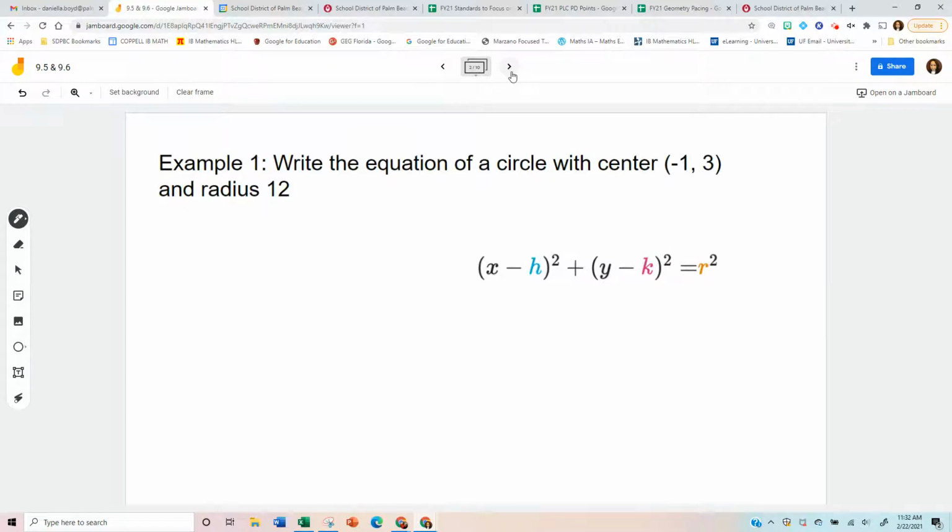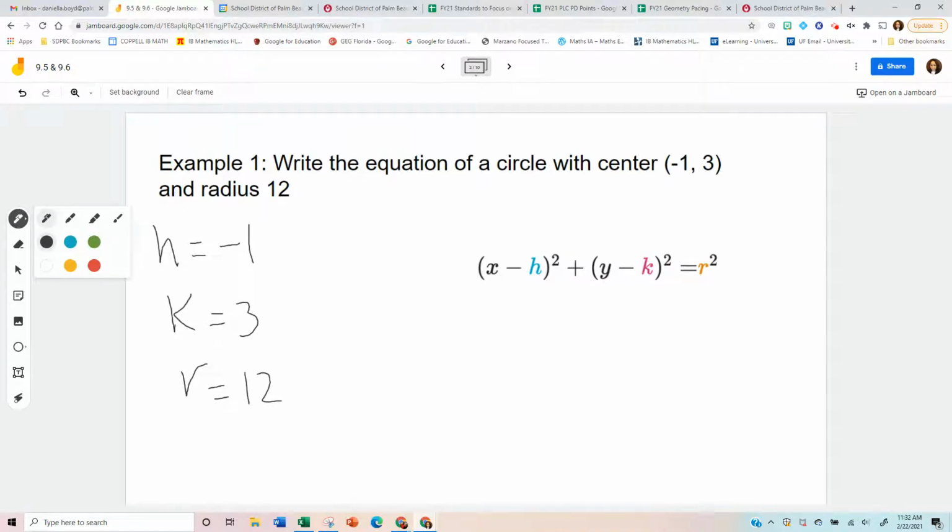So using the equation of a circle formula, in standard form, we want to write an equation of a circle with center -1, 3 and radius 12. So I'm going to label a couple of things here for myself. Your x coordinate of your center is h. Your y coordinate of your center is k. So I have h and k. And then the last thing you need is r, radius, and the radius happens to be 12. So now that I have all of these things labeled, I'm going to go ahead and write my equation.